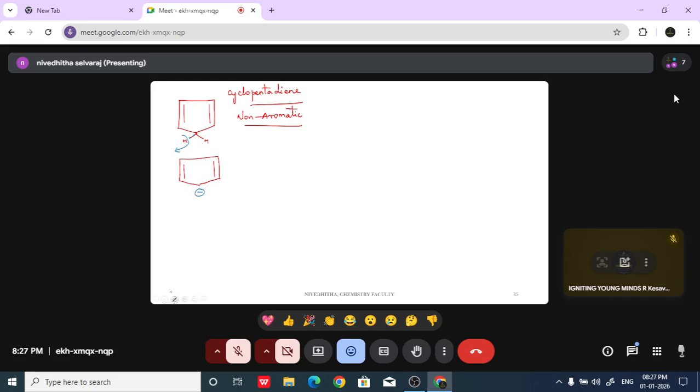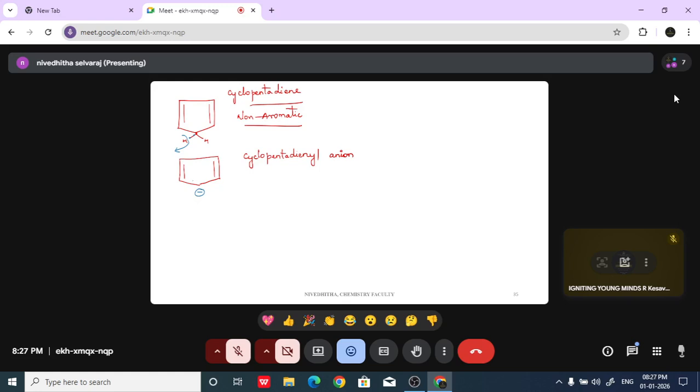Now I have to name this compound. This is a cyclic compound, so I should have the prefix cyclo. I have 5 carbons, so it is penta. I have 2 double bonds, so it is diene. But I've removed a hydrogen. Whenever in a hydrocarbon one of the hydrogens is removed, I have to complete the name using yl. So it is cyclopentadienyl. It is a negatively charged species. In chemistry, how do you name any negatively charged species? Is it cation or anion? It is anion. So cyclopentadienyl anion is the name of this ion.